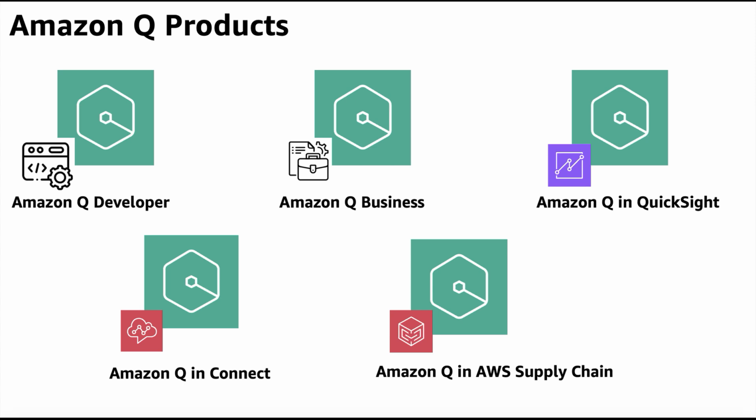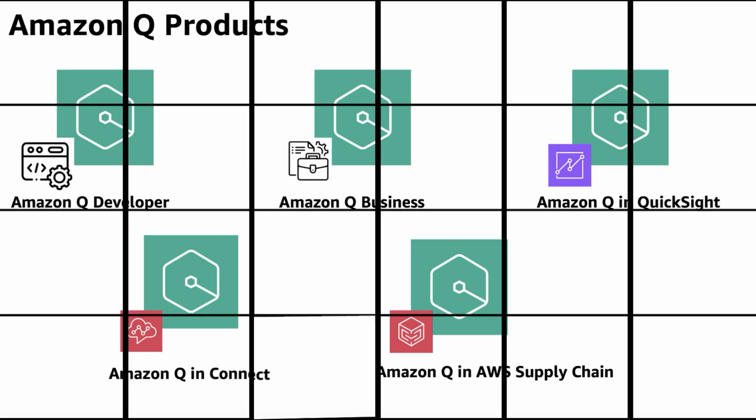Fifth, Amazon Q in AWS Supply Chain. Amazon Q introduces advanced generative AI capabilities in AWS Supply Chain, our cloud based supply chain management application. It helps you operate your supply chain more efficiently by analyzing the data in your AWS Supply Chain Data Lake, providing important operational and financial insights, and answering urgent supply chain questions.